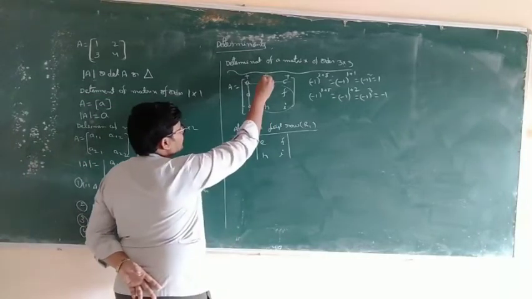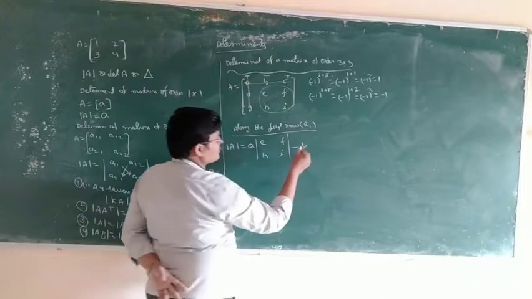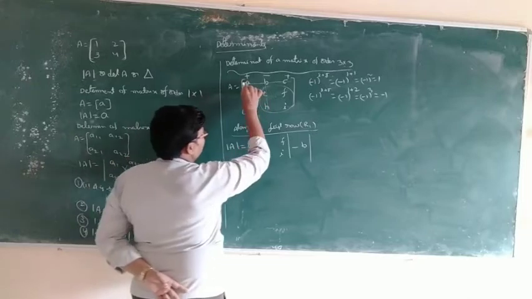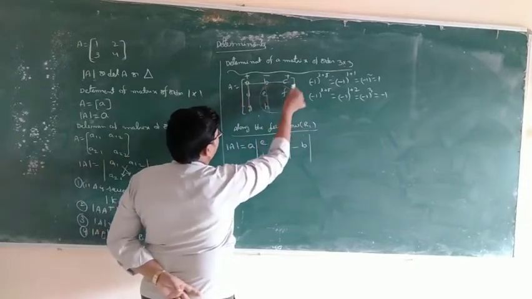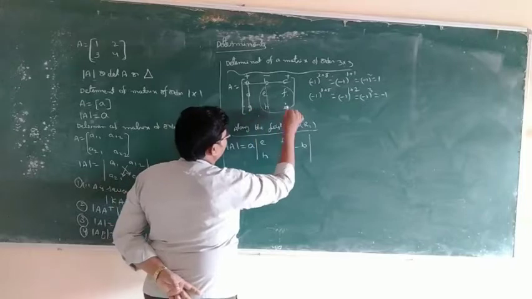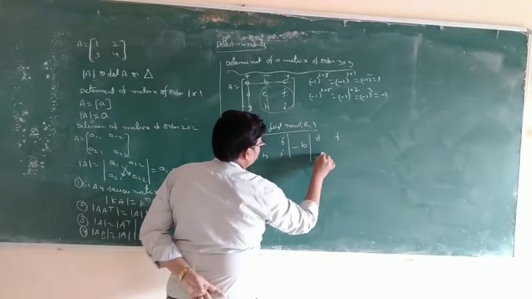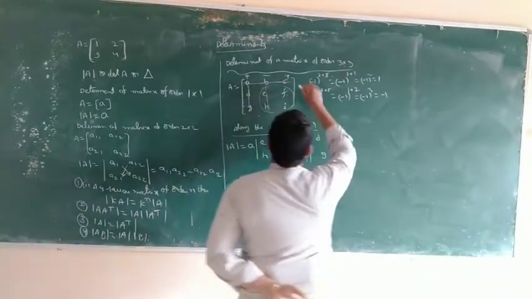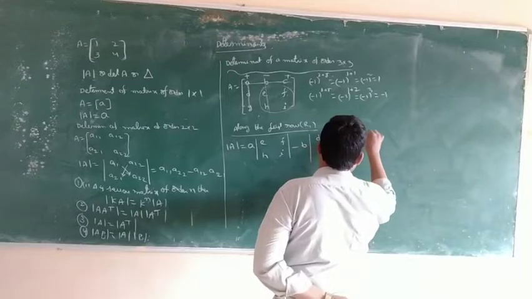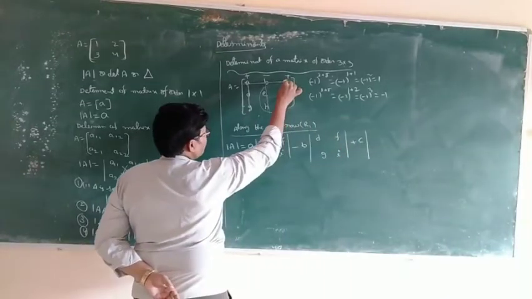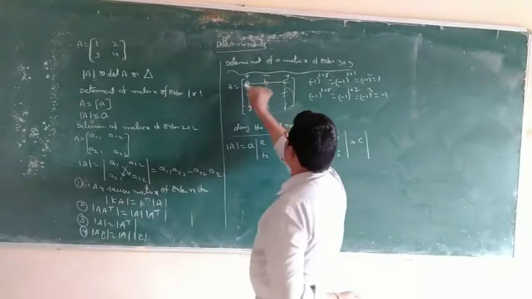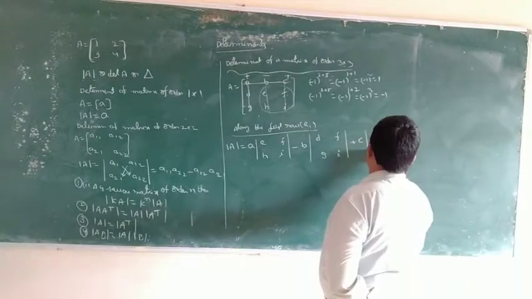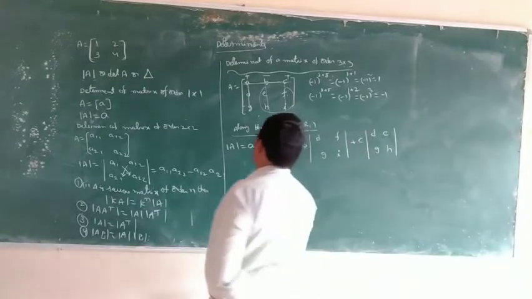Next, minus B. Remove the corresponding column and row of B. The remaining is D, F, G, I. Next, plus C. Remove the corresponding column and row of C. The remaining is D, E, G, H. This is the procedure.